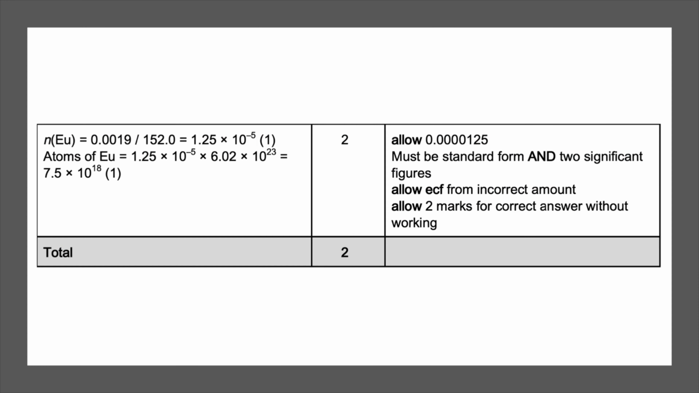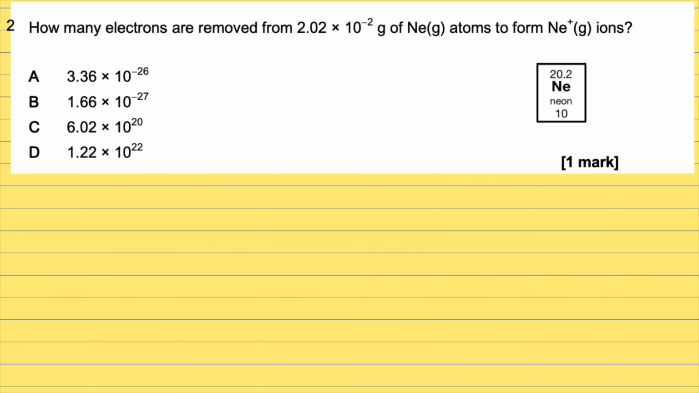Let's have a look at the mark scheme. The first mark is for calculating the moles, which is 1.25 times 10 to the minus 5. And the second mark is for 7.5 times 10 to the 18, given to 2 significant figures and in standard form. Question 2. This is a multiple choice question.